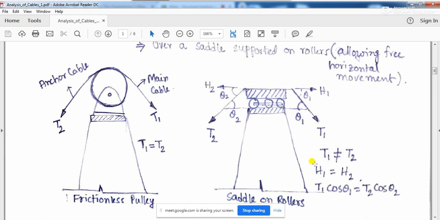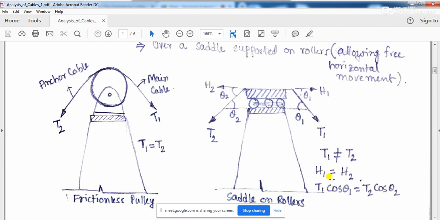So considering that condition, which is a very important condition, when the cable passes over a saddle supported on roller, H1 will be equal to H2, and thus you can see from this diagram that if I take the cos component of T1, that is T1 cos theta 1, which is nothing but H1, it should be equal to T2 cos theta 2.